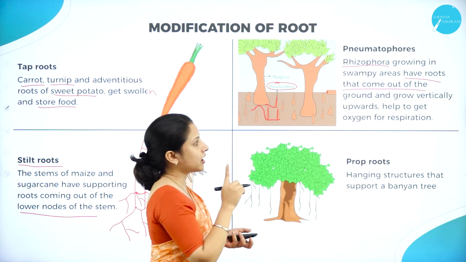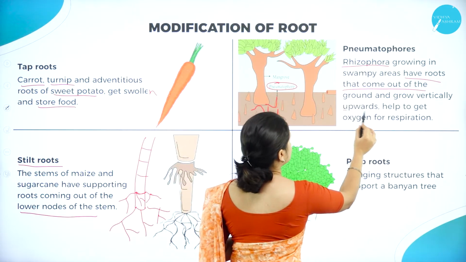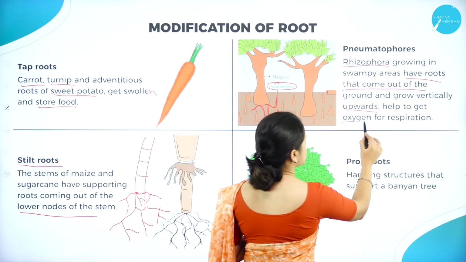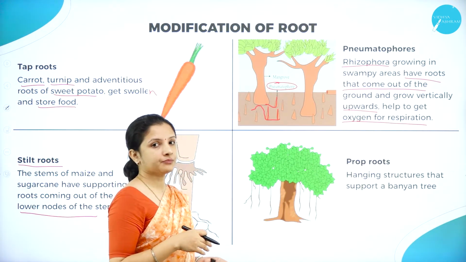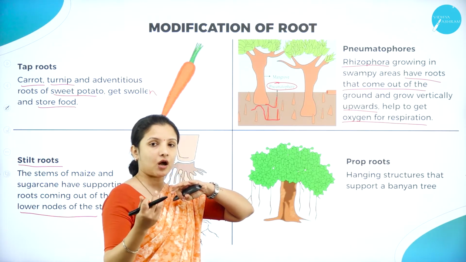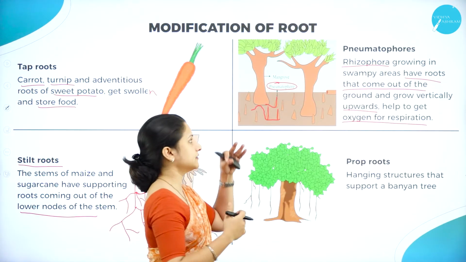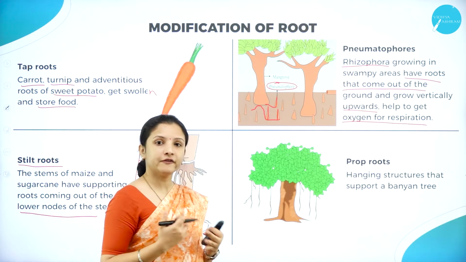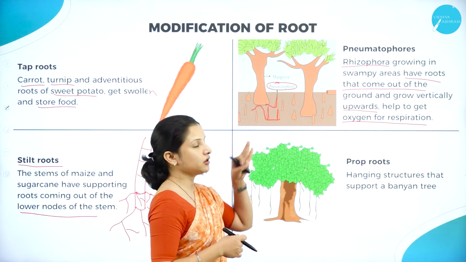Pneumatophores are the roots that come out of the ground and grow vertically upwards. Not just that, they help to get oxygen for respiration. Because these plants are most of the time present in swampy areas, these roots come from the ground and grow upwards towards the sky. They also increase the availability of oxygen to the plants for the respiration process. Such roots are called pneumatophores. So this is also one of the modifications.